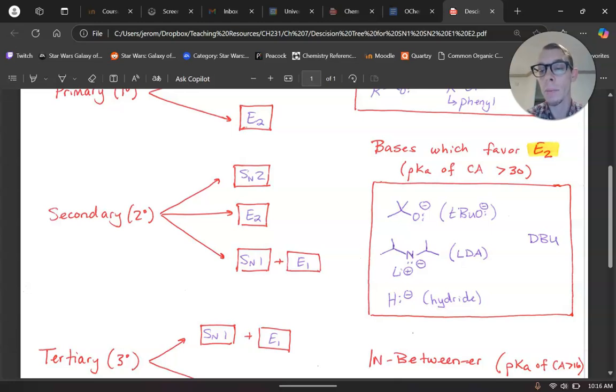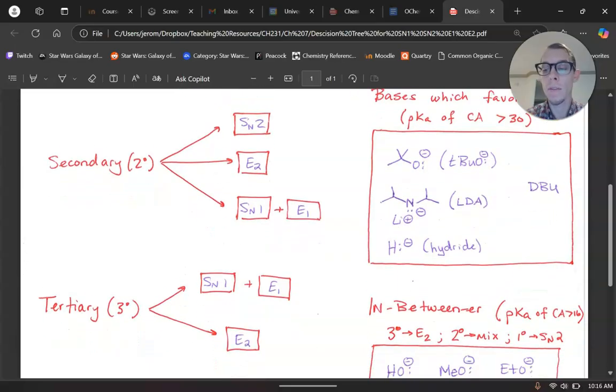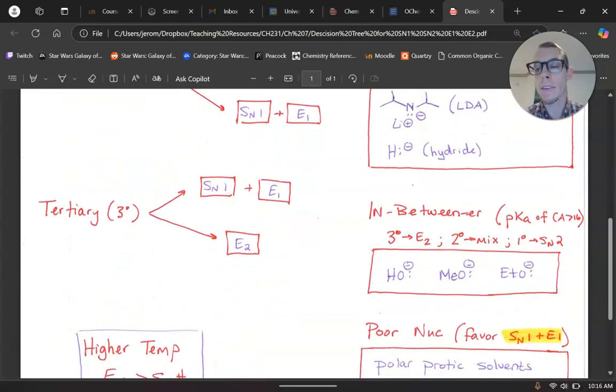Common ones, so hydrides are going to be really good bases. LDA, which stands for lithium diisopropylamide, that's going to be a really good base. T-butoxide is a good bulky base. DBU is also another base that you can see. I've actually used that a few times in my own reactions. There's some in-betweeners that can go either way. So your hydroxide, methoxide, and ethoxides are in between. If you have a primary substrate, they're more likely to go SN2. Tertiary substrates, way more likely to go E2. And if they're secondary, they can go either.